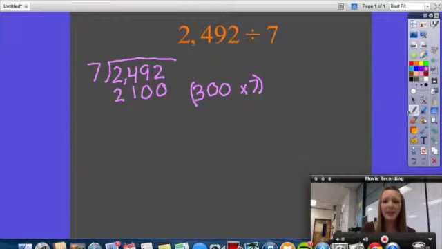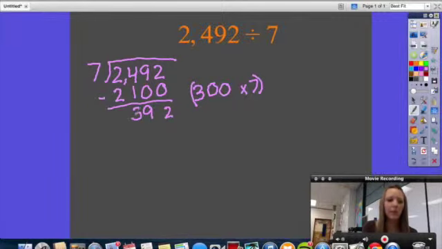Now we need to subtract to see what the difference is. So if I subtract these, 2 minus 0 is 2, 9 minus 0 is 9, and 4 minus 1 is 3. So I have 392, and I know that I can divide more 7s out of that.